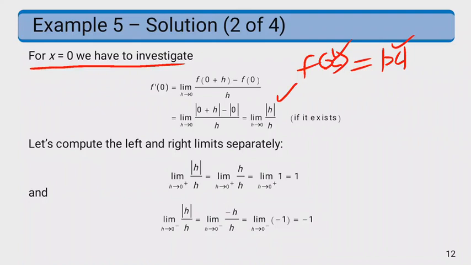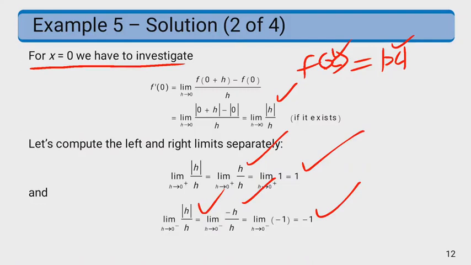So let's start with sided limits. Let's start with approaching 0 from the right. If you approach 0 from the right, we know that in this case our h is greater than 0, so we can leave the modulus out, and then we end up having 1. Consider another case when you approach from the left. Now h is negative, so to keep it positive, we apply the minus sign. Then we end up with minus 1.